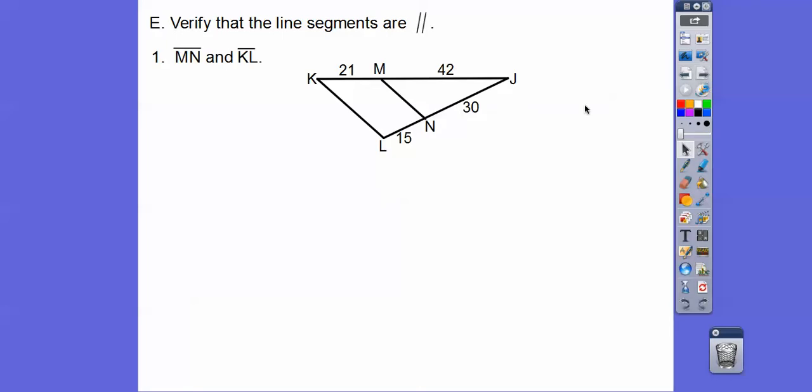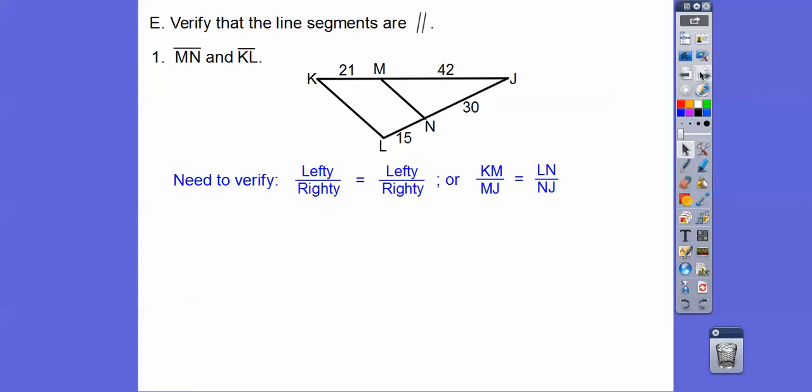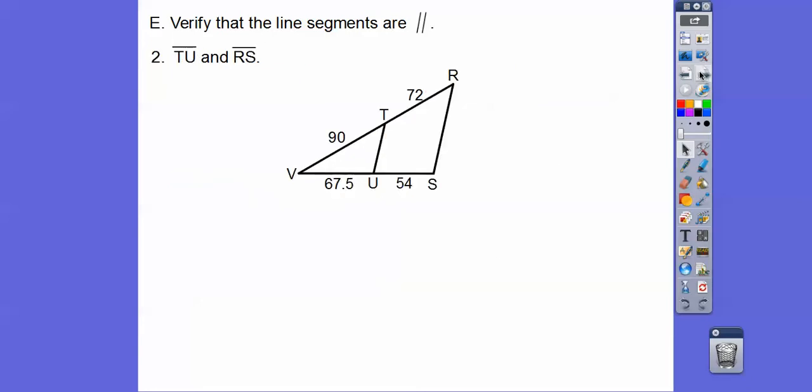So verify that the line segments are parallel. Okay, so we got to verify that lefty over righty equals lefty over righty. Okay, so here we go. So we're going to put those lengths in there, and then we reduce those guys. They both reduce to 1/2. So since they both are equal to each other, then that means that those lines are parallel. Okay, how about this one?